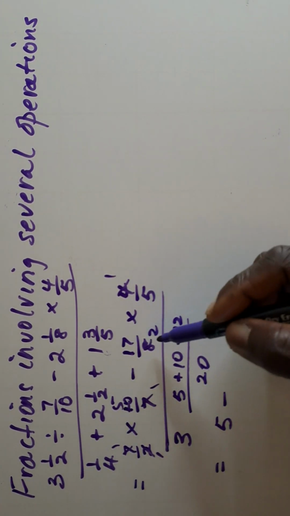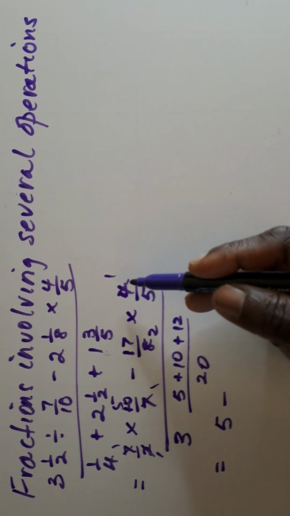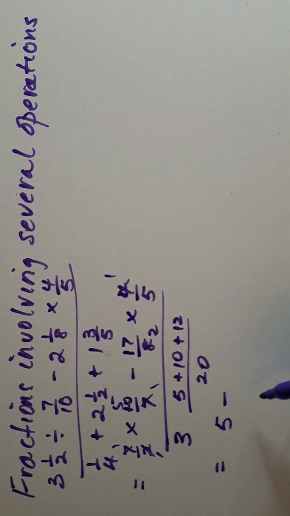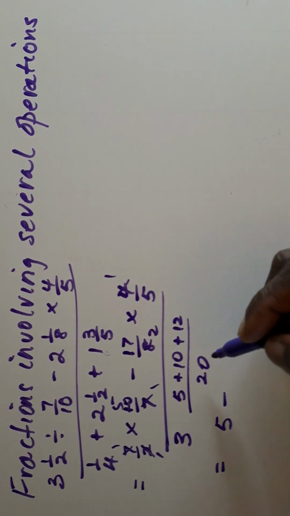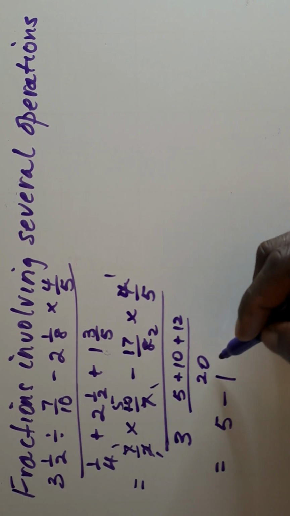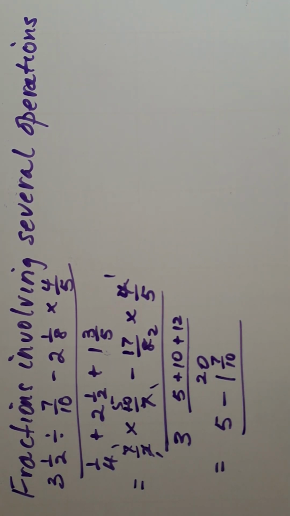which is 5. Then we have 17/2 times 1/5, which is 17/10, which is the same as 1 and 7/10. That's just the numerator.